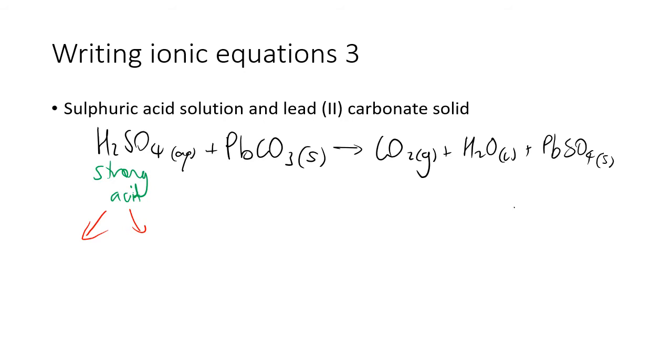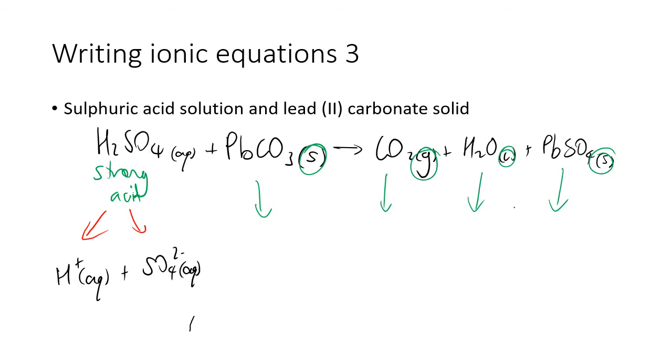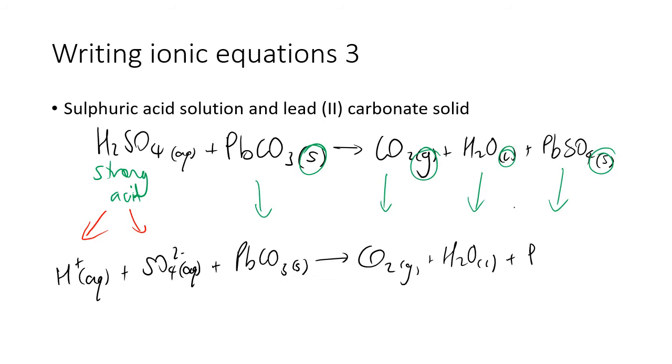All right, so that one splits. What about this one? It's a solid, it stays together. This is a gas, it stays together. This is a liquid, it stays together. This is a solid, it stays together. Right? So how does this ionic equation look then? Well, then you've got to split this apart. H+ (aq) plus SO4 2- (aq). Right? Plus, and we keep that one together, so PbCO3 solid goes to CO2 gas plus H2O liquid and PbSO4 solid.